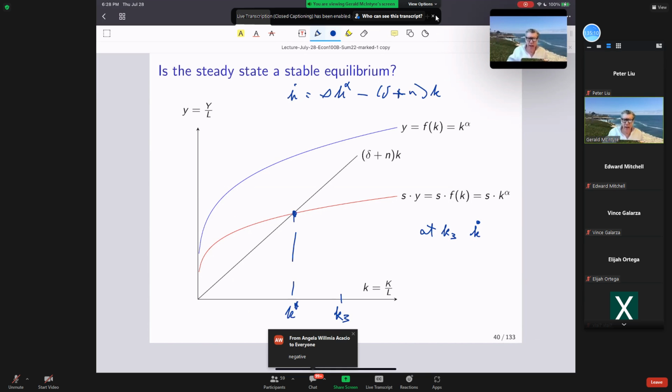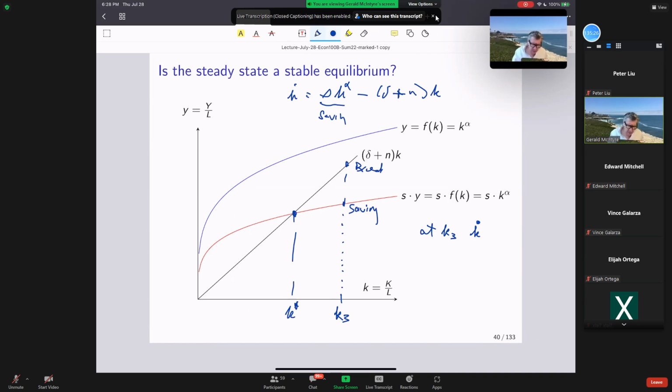It's negative. That's right, Angela, negative. You can see that at K3, we bounce up here. Here's saving. That's this part. But here is break-even investment. And in this case, break-even investment is greater than saving. Well, that break-even investment has a negative sign on it, and so K dot is negative.